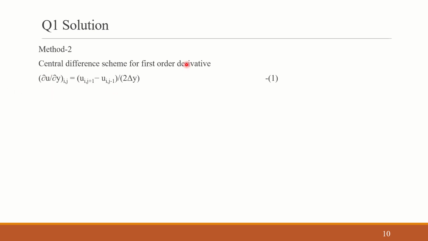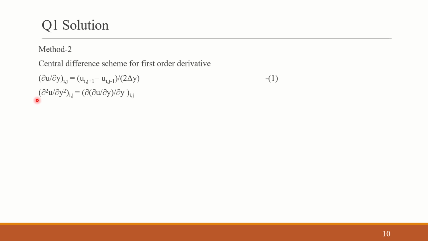First, we are getting the first order derivative. So it is ∂u/∂y at (i, j) equal to u at (i, j+1) minus u at (i, j-1) divided by 2 times delta y.